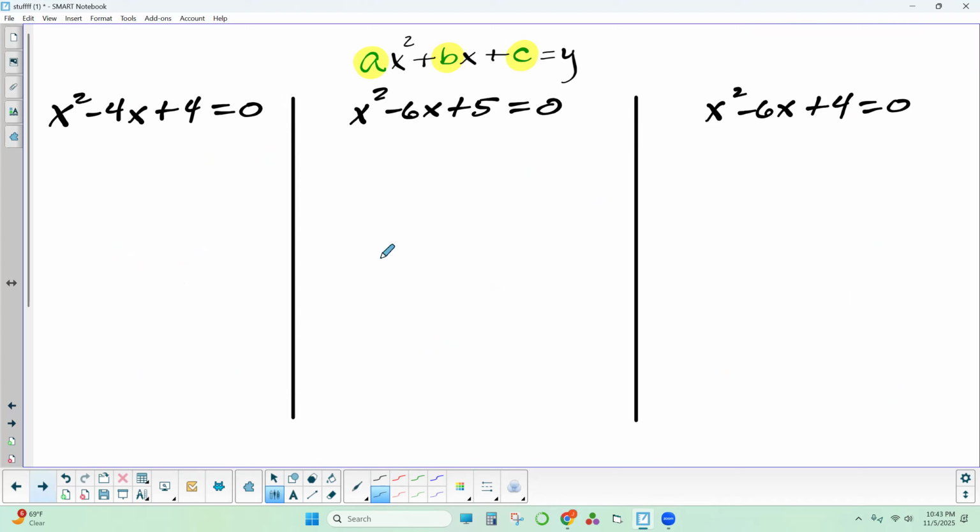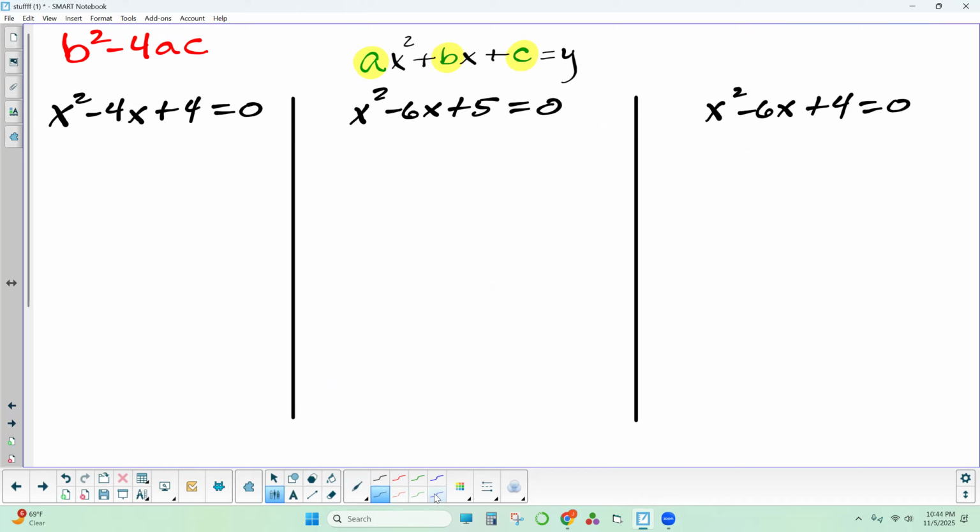Okay? So first thing is we need to remember what standard form looks like, okay? ax squared plus bx plus c equals y. Now, it needs to be in descending order of power in order to be in standard form. So if you look, all three of these are already in standard form. And so now we can identify a, b, and c. Okay. So we're going to look at the discriminant, which is again b squared minus 4ac.